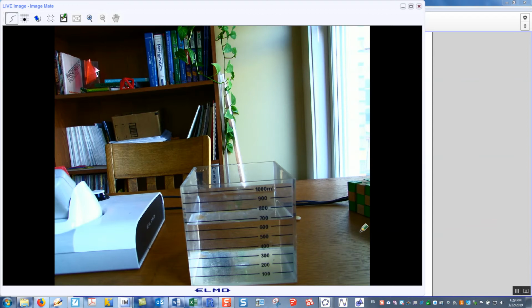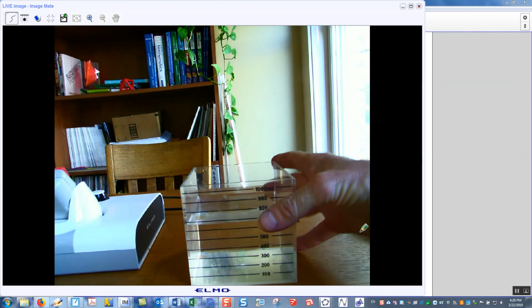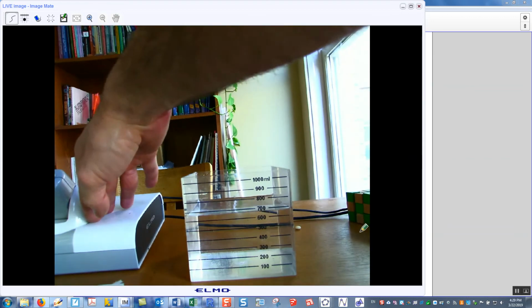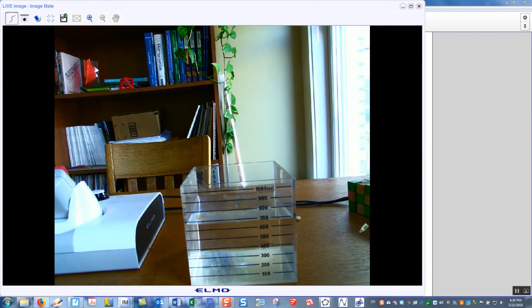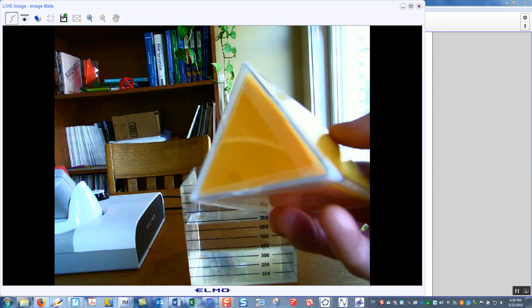Okay, so here I have my desk here at the university. Set up an example where I have some water. I hope you can see that all right. It's about right at 700 milliliters. And what I'm going to do is submerge something in this water. And the thing I'm going to submerge is this.